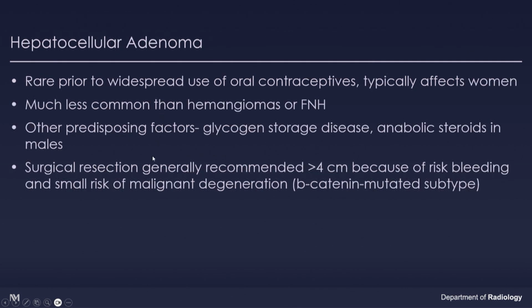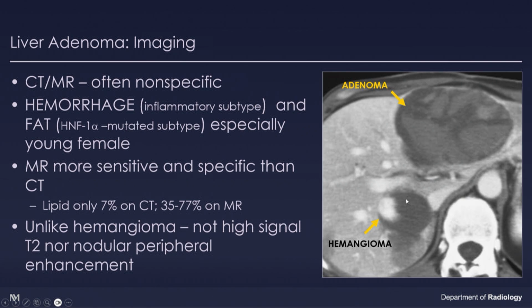These hepatocellular adenomas we see on a regular basis as well. It was rare prior to widespread use of oral contraceptives. It's much less common than hemangiomas or FNHs. You have to think about them when you have glycogen storage disease, anabolic steroids, and generally they're surgically resected when they're large, because those are the ones that are at risk of malignant degeneration, especially the beta-catenin mutated subtype.